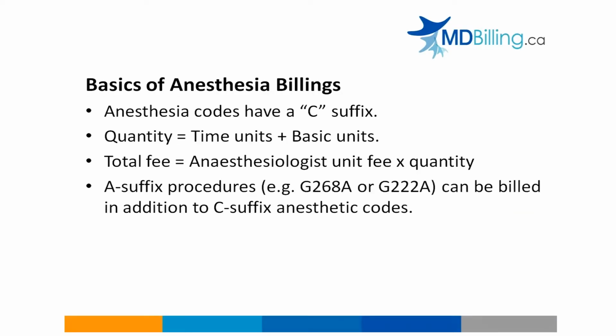In addition to C suffix anesthetic codes, you can also bill A suffix procedures, such as an arterial line G268A or intrathecal opiate G222A. As an example, you can bill S416C with G222A and G268A together on the same day.